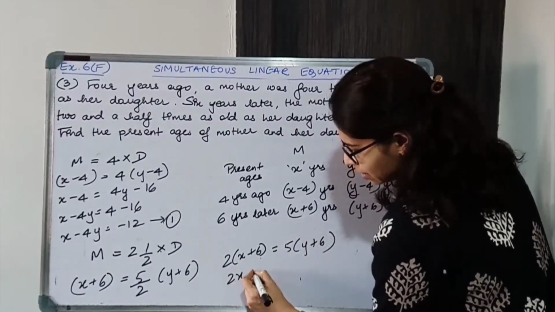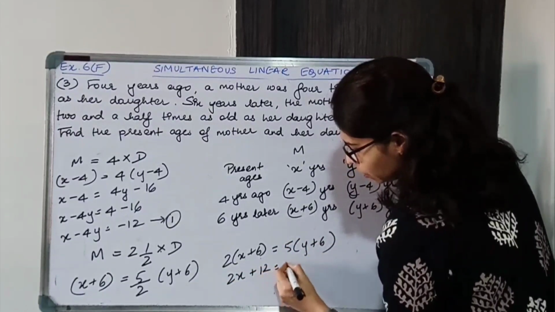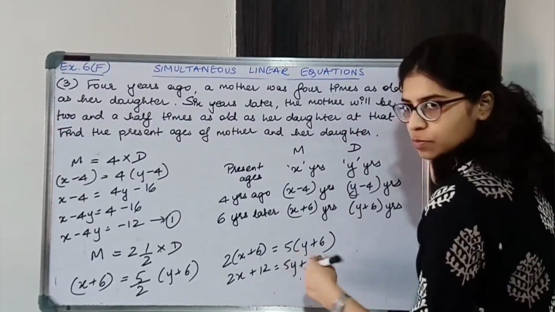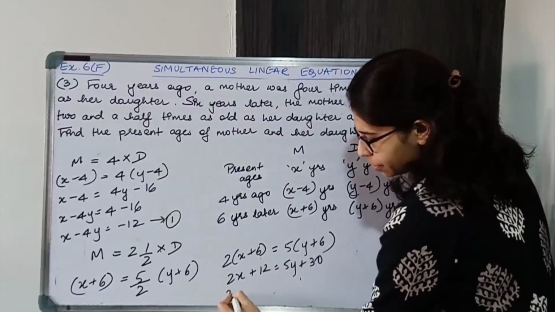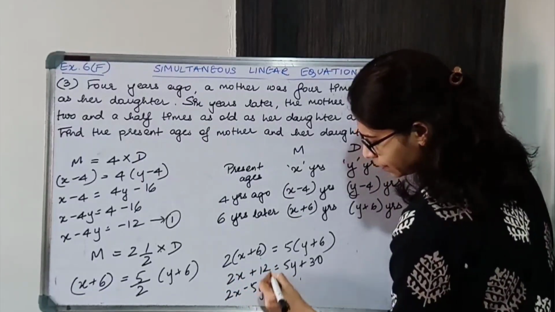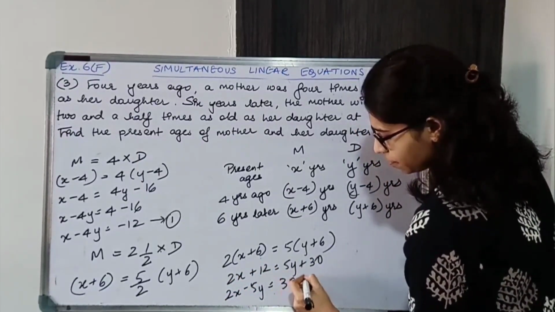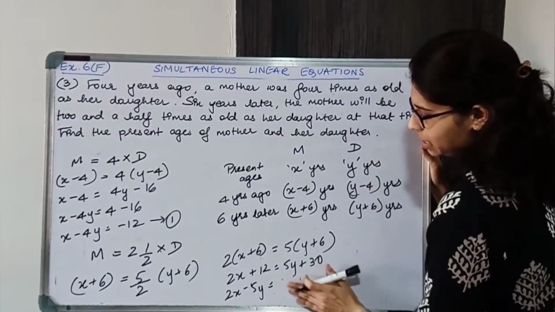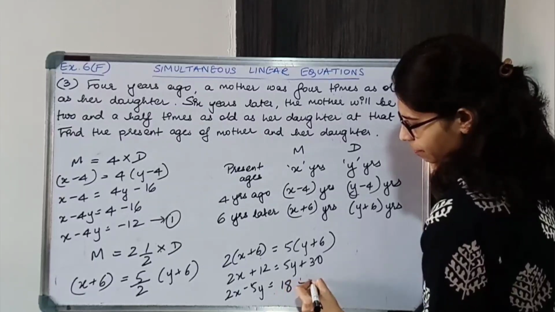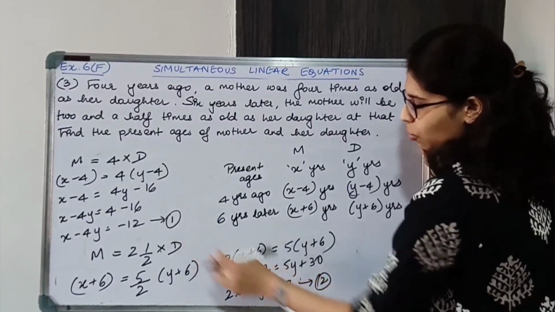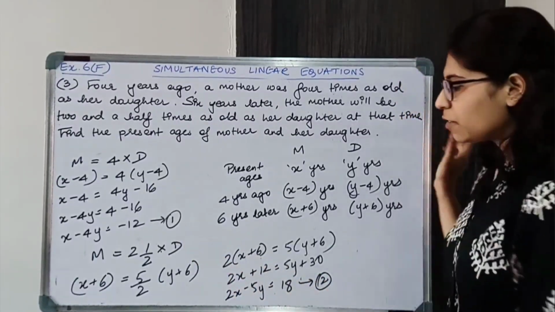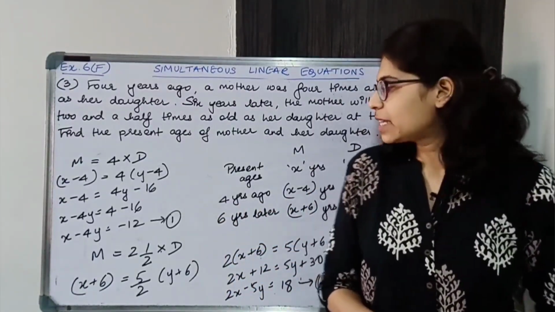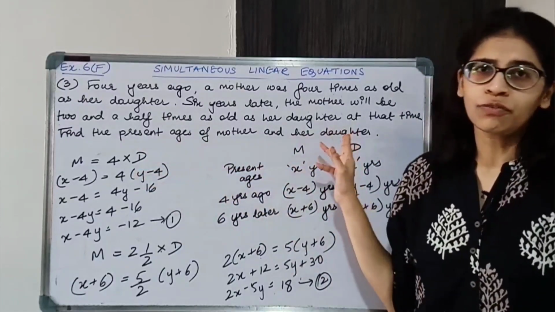So 2x plus 12 is equal to 5y plus 30. X and y terms in LHS, so we'll shift this over here and this over here. So 2x minus 5y, 30 minus 12 gives 18. We got two linear equations. We just have to solve these two equations and find the values of x and y. Once we get x and y, you have got the present ages of mother and daughter.